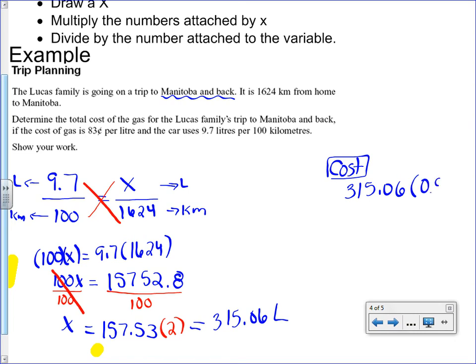Beautiful. 0.83. You wouldn't believe how many of my grade 9 applied students, when they were asked this question, multiplied it by 83. That's like saying it's $83 for every liter. That's ridiculously expensive. So you have to change it because this says cents. We had to change it into dollar notation. And Nick, what would my total cost be here?